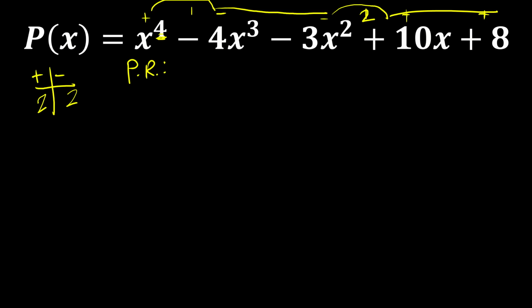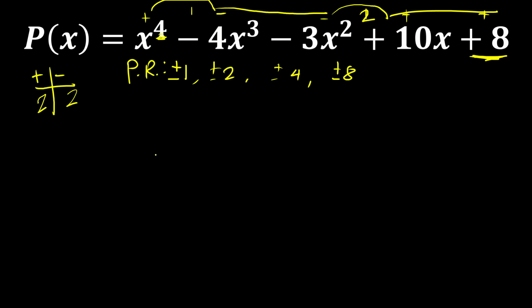Using the integral zero theorem, sabi, di ba, factors lang daw ng constant term. So, obviously, andyan lagi si positive, negative 1. Ano yung multiply sa 1 para maging 8? Di ba? That is positive, negative 8. Sunod. Ano pa yung pwedeng i-multiply para maging 8? Di ba we have positive, negative 2 and positive, negative 4. So those are the factors of, or the possible roots of this function.